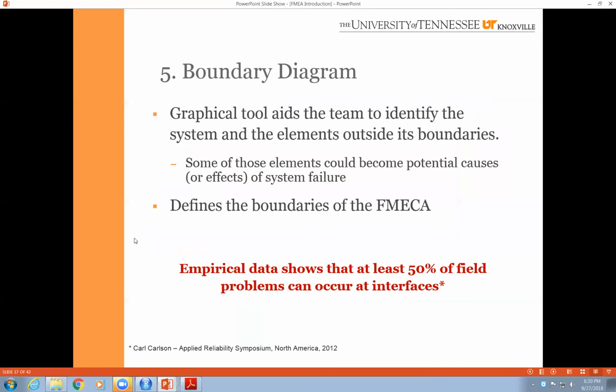A boundary diagram is simple, or could be simple, depending on how complex your system is. But basically, define the boundaries for your FMEA, from one perspective, but it also shows the interactions between the different components and how they could interact together, what kind of signals go from and to. And a lot of the problems, even in the process and the software and the system integrations, happen actually at the integration interface points. So it's very critical to understand how your system or components interact together and start thinking about what could happen. I'll show you an example on that one as well.